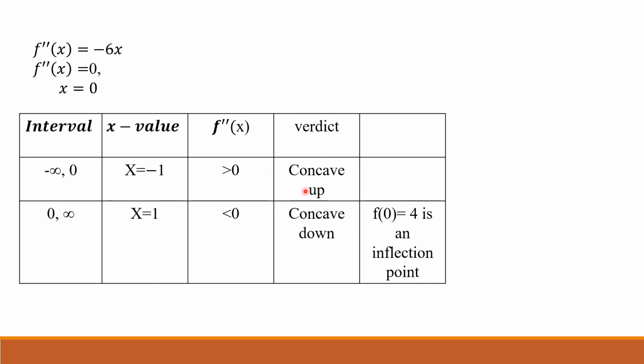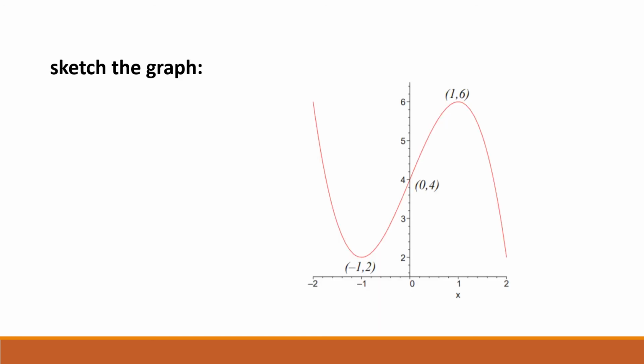If I have concave up, then concave down, then I will have at x equals 0 an inflection point, because I have a change in concavity. So f of 0 equals 4 is an inflection point.